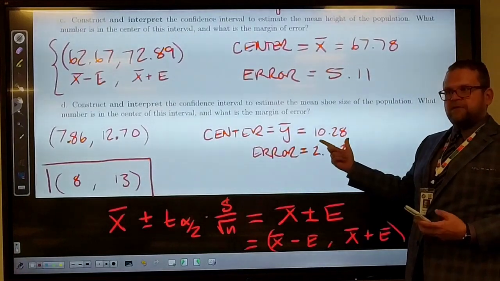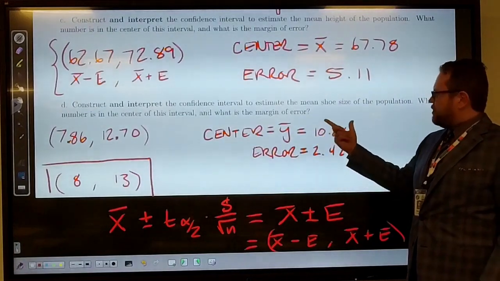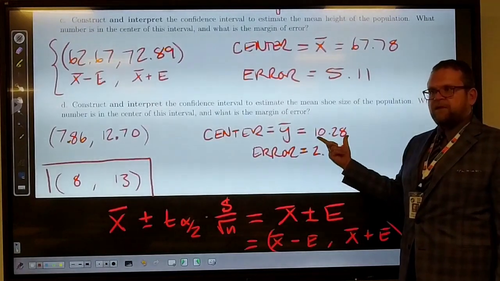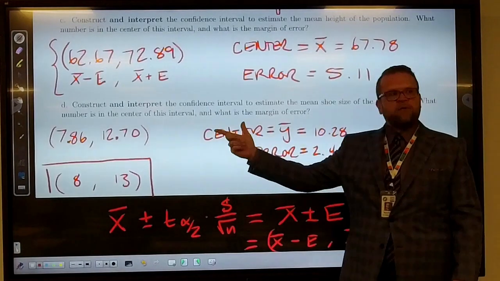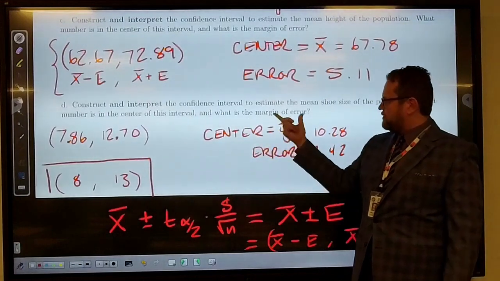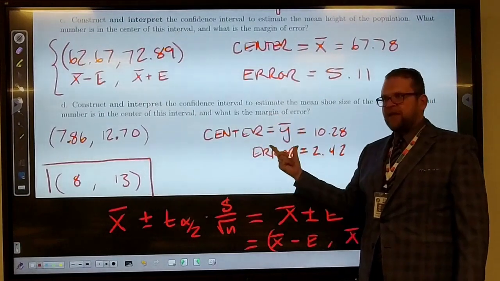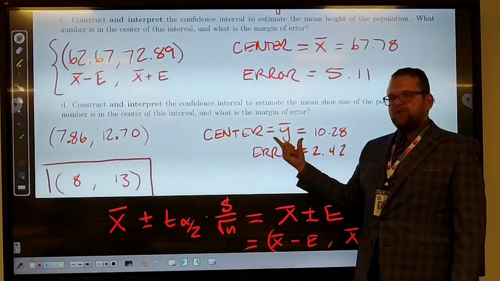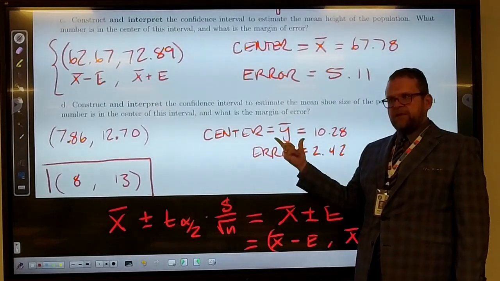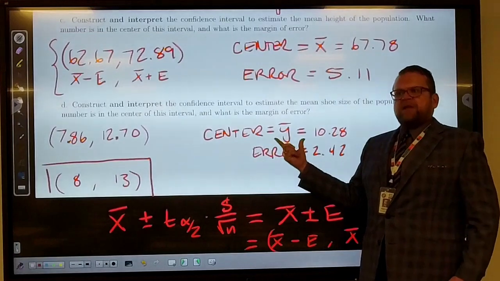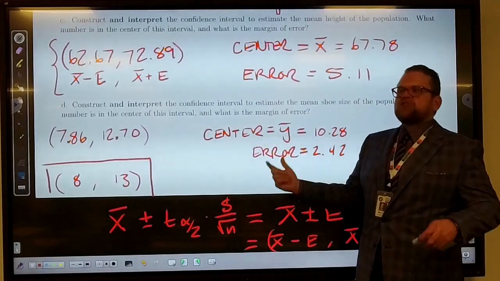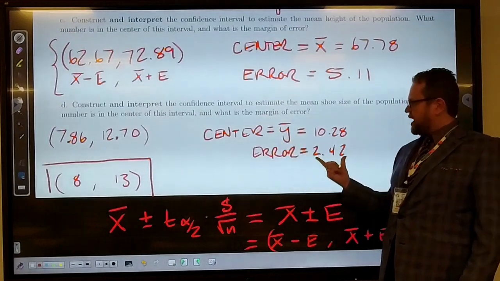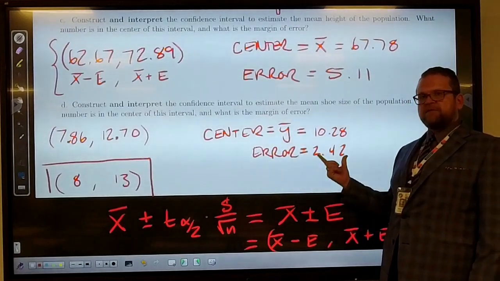It should not be surprising that this is the very same number, because that's how the thing was built. We said, what is our best guess for the population mean? Well, our best guess for the population mean is the sample mean. Okay, but it's not going to exactly be that. So let's give it some wiggle room on either side. That's what the error is.